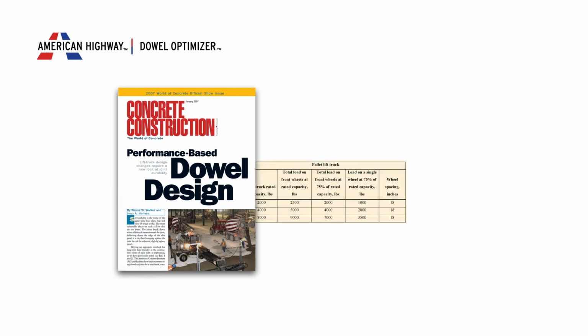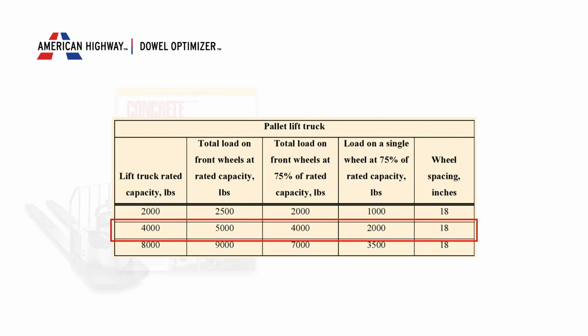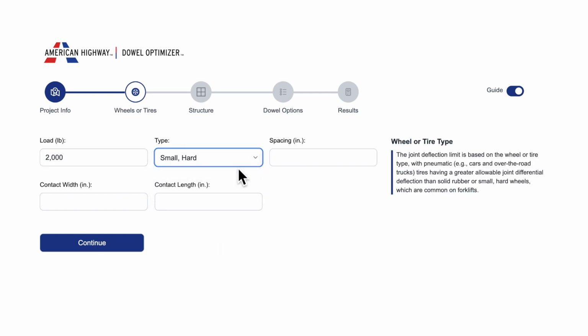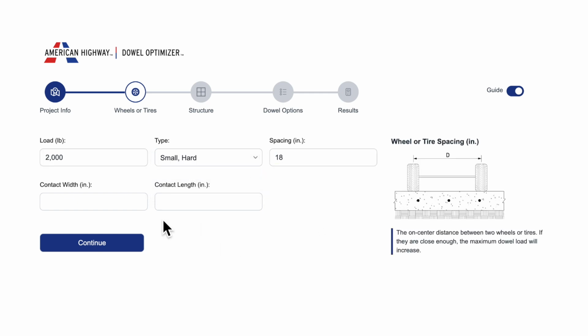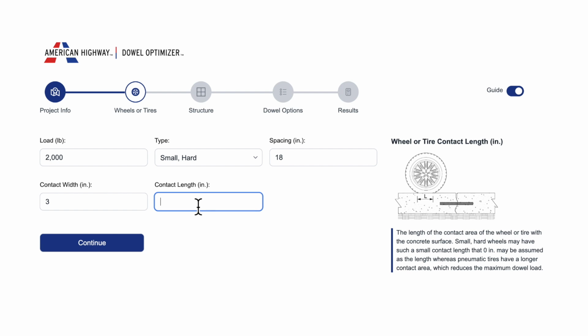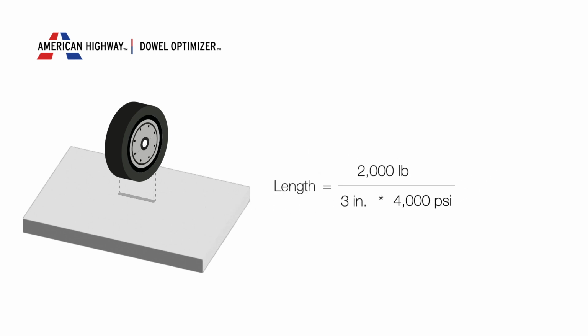Let's try another, a 4,000-pound pallet lift truck with wheel load and spacing again from Walker and Holland. Here we have a 2,000-pound single wheel load with small hard wheels spaced 18 inches on center. These wheels are often 3 inches wide, but again, the best source is the vehicle's cut sheet. For tire length, the contact area is often so small it's nearly invisible. To be conservative, let's assume the contact pressure is close to the concrete compressive strength, say 4,000 psi. This gives us a contact length of just 0.17 inches.